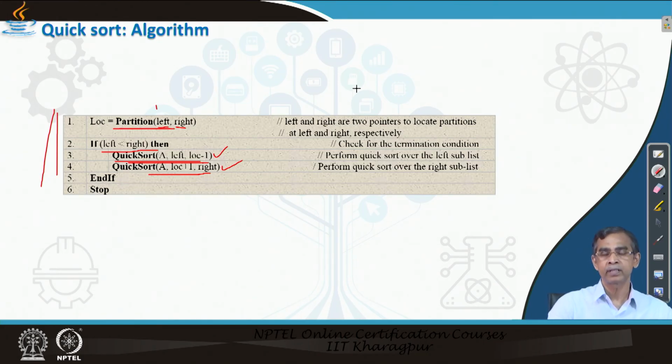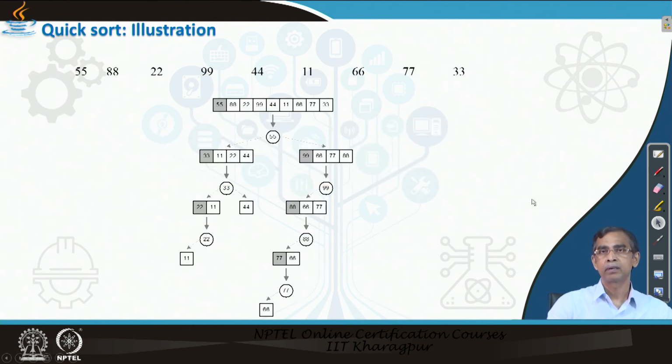That algorithm I have already discussed, that is the only heavy algorithm, otherwise everything is very simple. And when we discuss the programming, we will be able to understand how nicely it can be programmed: only write the code for partition and then call quicksort in a recursive manner. So this is one example that we have used for your illustration. This is the total list. The pivot is 55 and then we go on recursively.